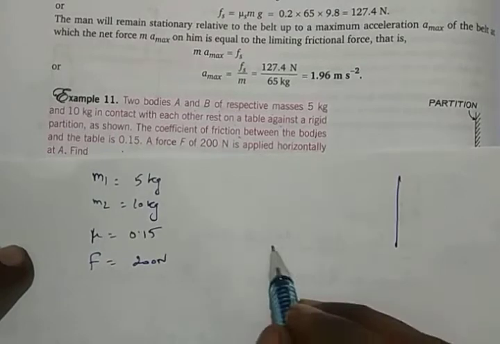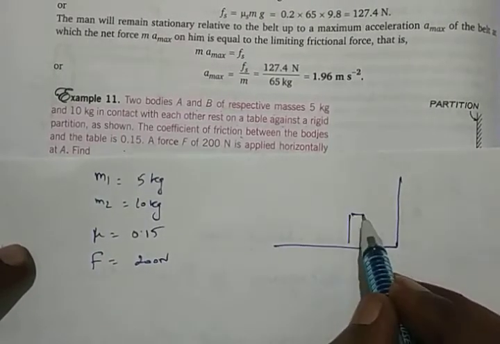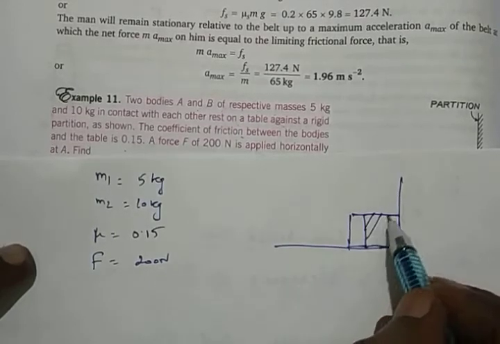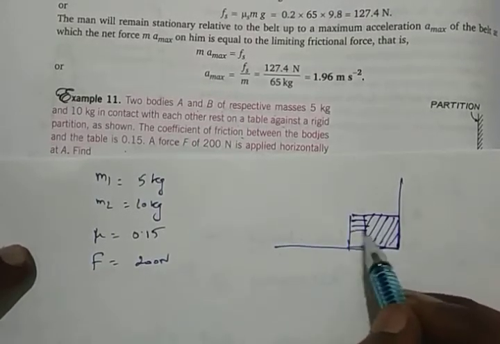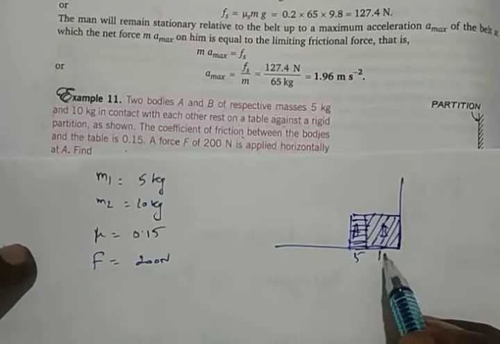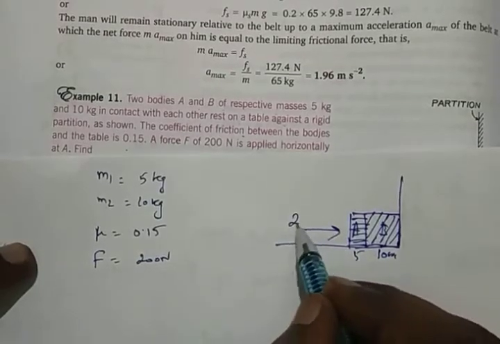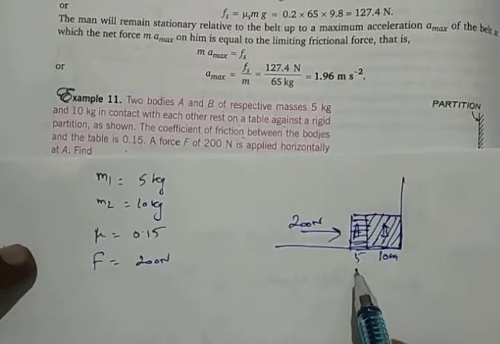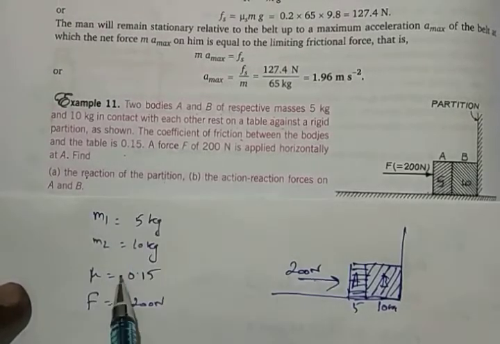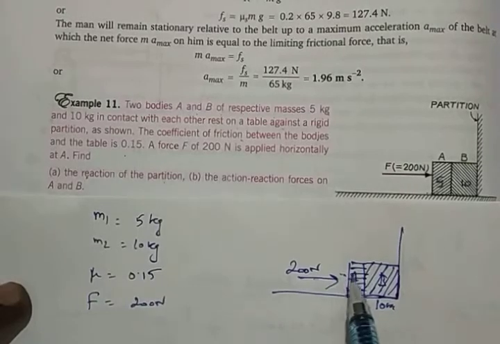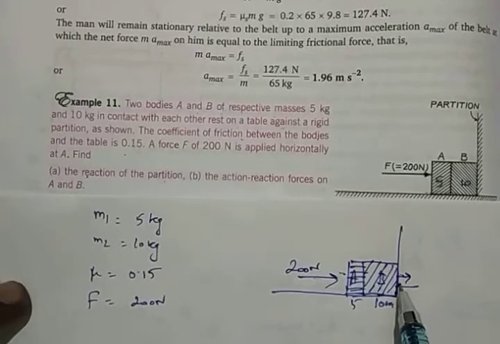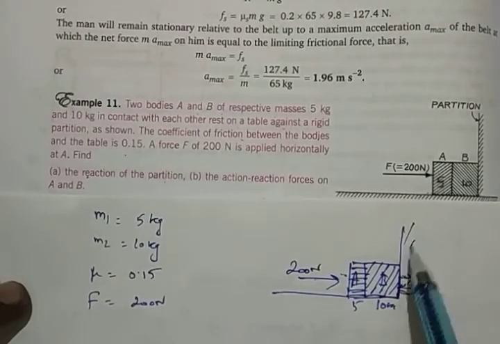So on this block, what you have experiencing is, this is A block, this is B block, this is 5 kg, this is 10 kg. So this is 200 newtons. Now when this 200 newtons is applied, you need to find out what is the reaction of the partition. This one will be giving a force to this one, and this will also be giving a reverse back force. The partition also will give a reverse back force.